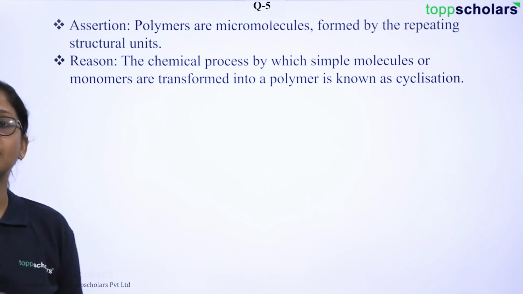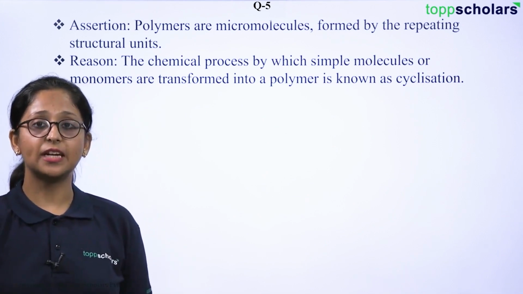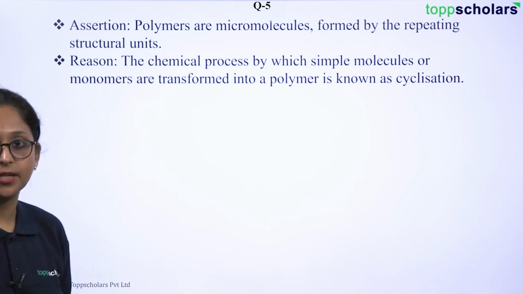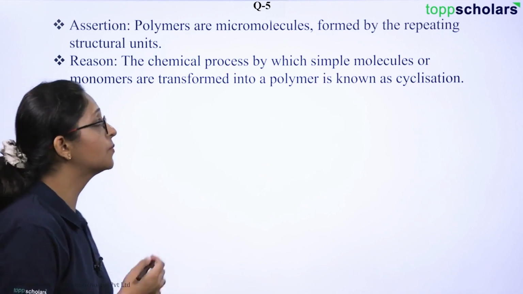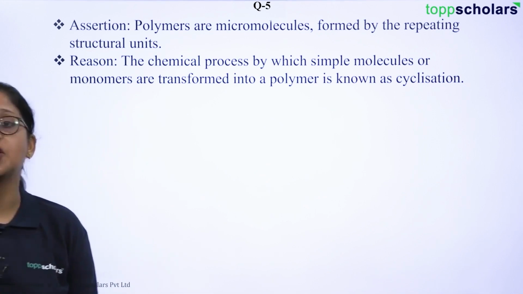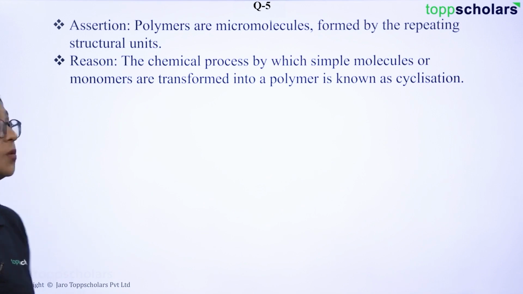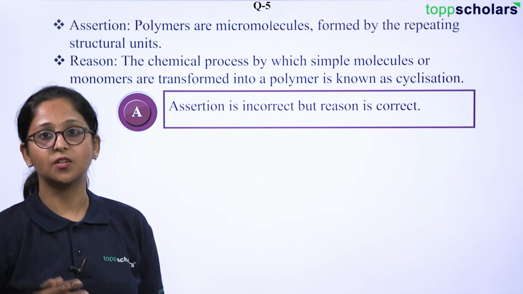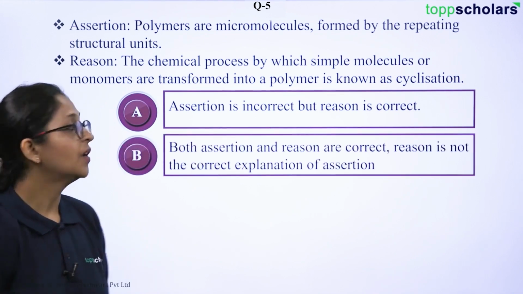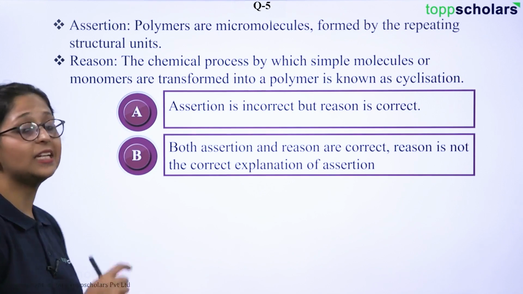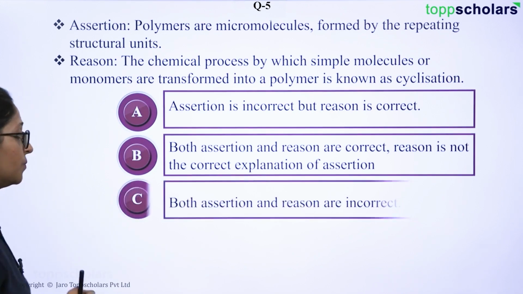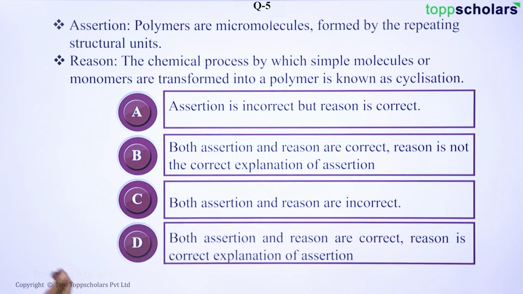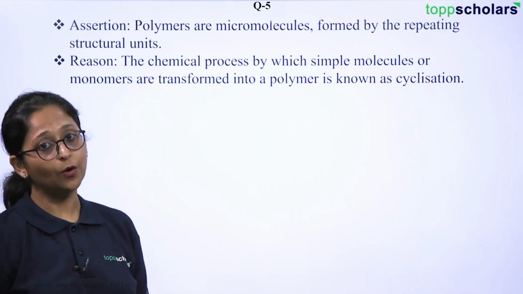So students, we have an assertion and a reason statement. Assertion statement says polymers are micromolecules formed by the repeating structural units. The reason here is the chemical process by which simple molecules or monomers are transformed into a polymer is known as cyclisation. Option A, assertion is correct but the reason is incorrect. Option B, both assertion and reason are correct and reason is not the correct explanation of assertion. Option C, both assertion and reason are incorrect. Option D, both assertion and reason are correct and reason is the correct explanation of assertion.